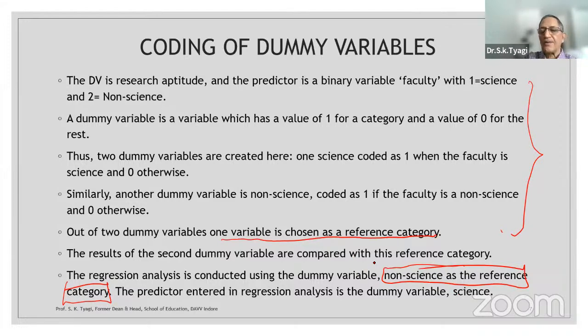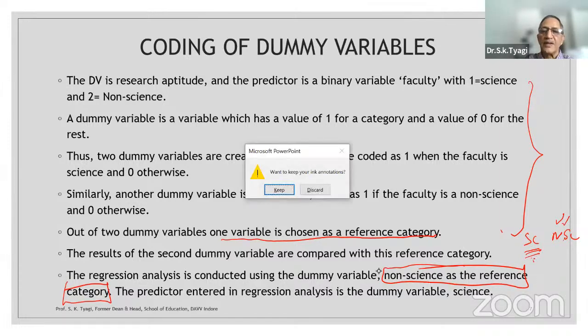Okay, now I have created two variables, science and non-science. Out of these two, you choose one which will be taken as reference, and the second one will be compared with that reference. So I have in this particular case chosen non-science. I could have chosen science also, but I have chosen non-science. So I will conduct regression analysis by entering the dummy variable science as predictor. Let us see if we do it, what are the results and what do they mean.